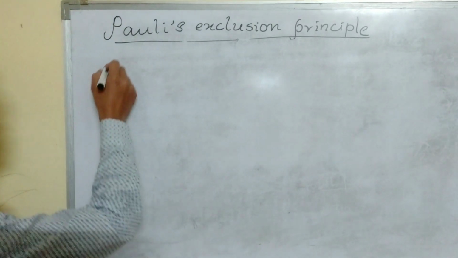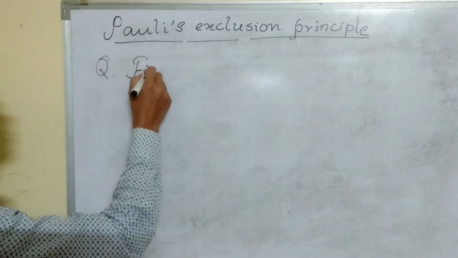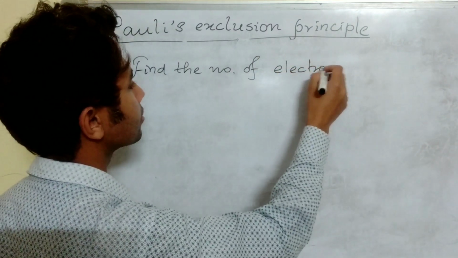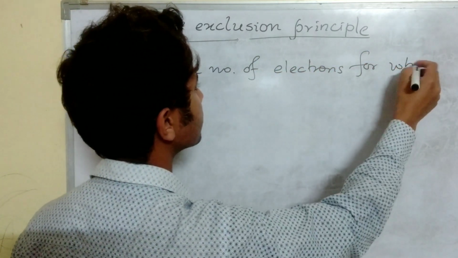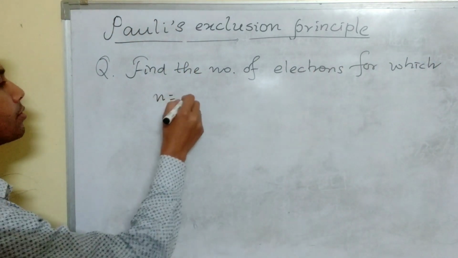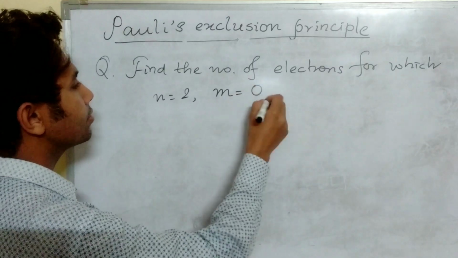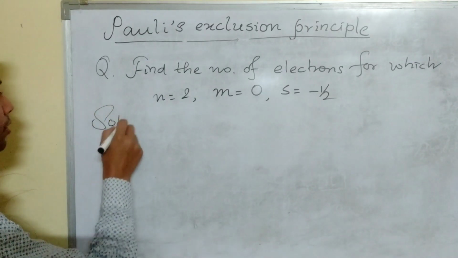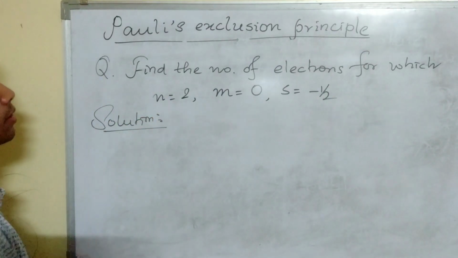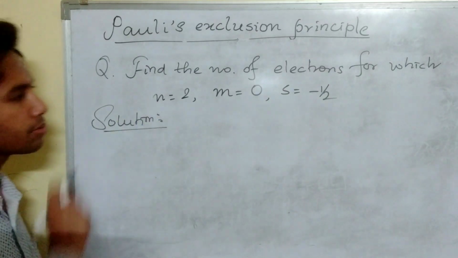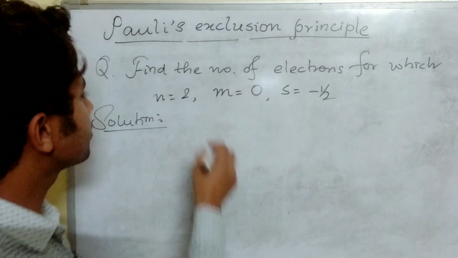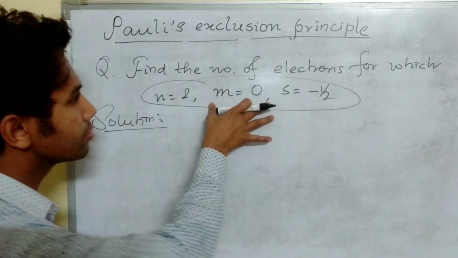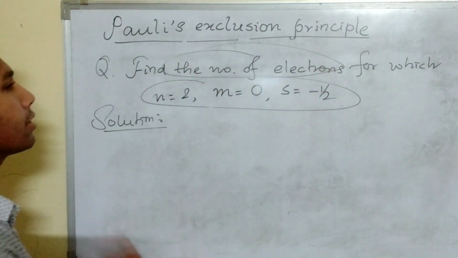We may solve one question. Find the number of electrons for which n is equal to 2, m is equal to 0, s is equal to -1/2. So it is given that for these values, how many electrons in total may be possible?